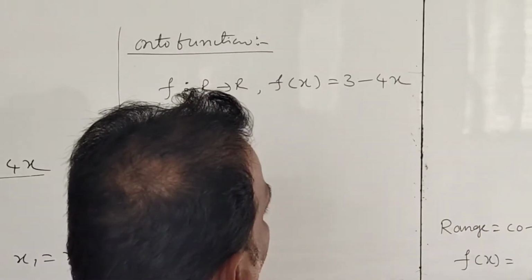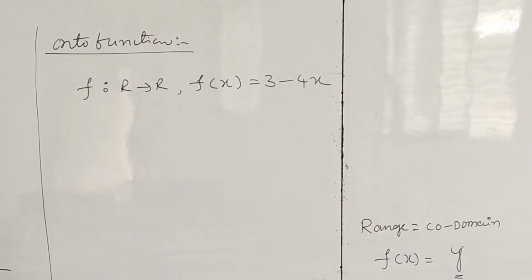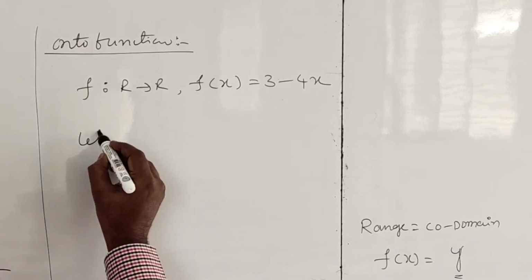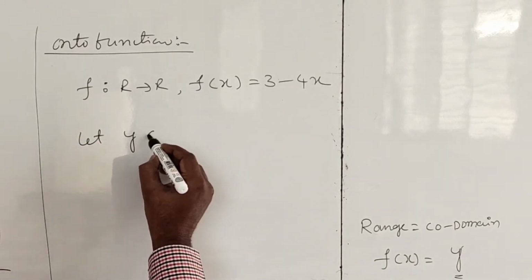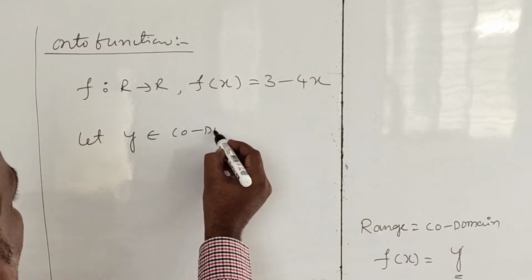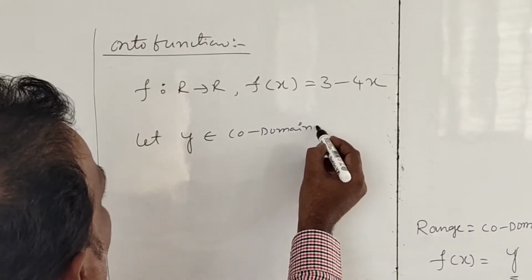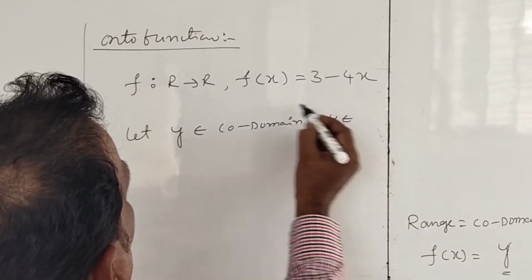What is y? y is an element in the codomain. That I am taking, y is an element in the codomain. Here you have to write: let y belong to the codomain. What is the codomain here? Codomain is R.